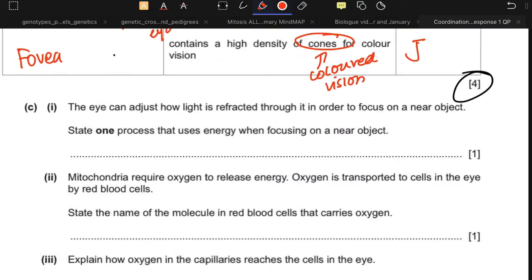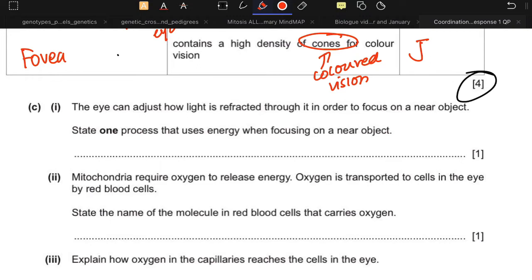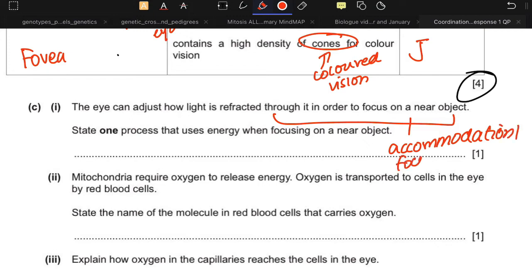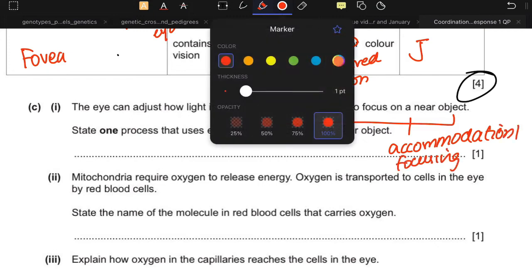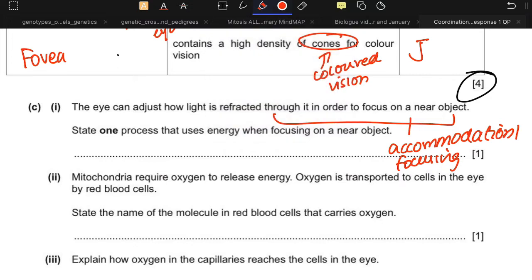Alright, next question. So C, part 1. The eye can adjust how light is refracted through it in order to focus on a near object. State one process that uses energy when focusing on a near object. Now remember, it says the eye can adjust how light is refracted through it. This question itself is explaining the process of accommodation. So your answer cannot be accommodation or focusing. This is something I made a mistake in when I was doing this paper in my IGCSE finals.